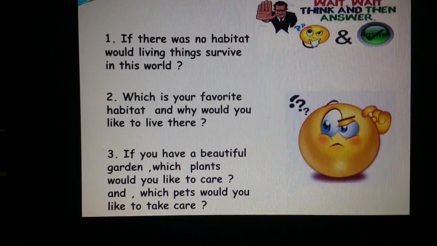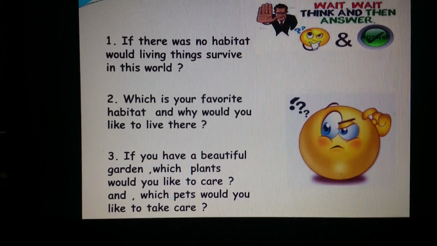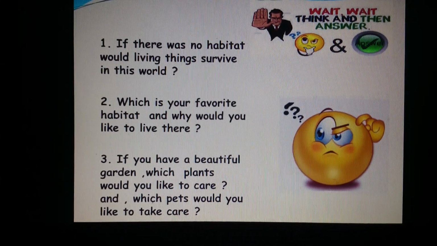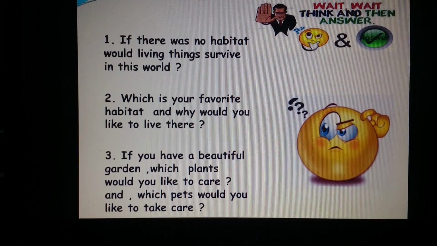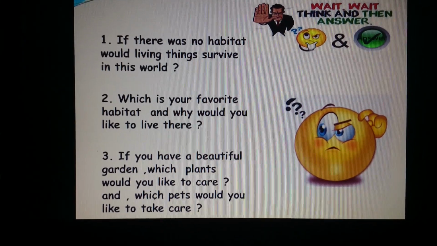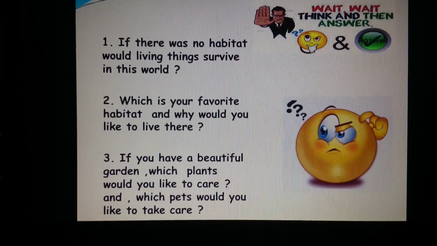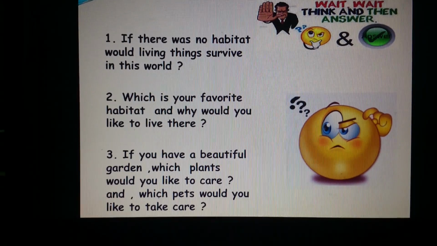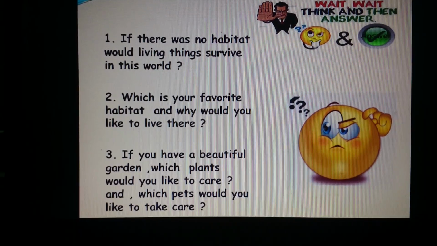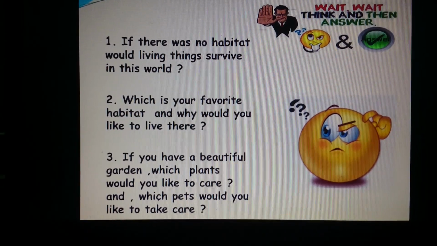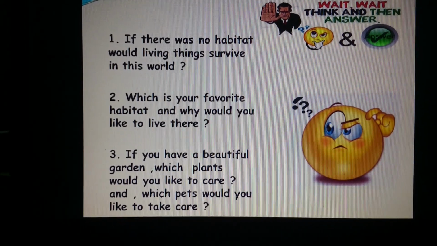Question number 3. If you have a beautiful garden, which plants would you like to take care of? And which pets would you like to take care of? You can write down these answers in your rough copy, or you can email me back with your answers, and I would love to hear from you. You can send it back to your class teachers on the school ID and we are here, we are waiting for your feedback and your answers.